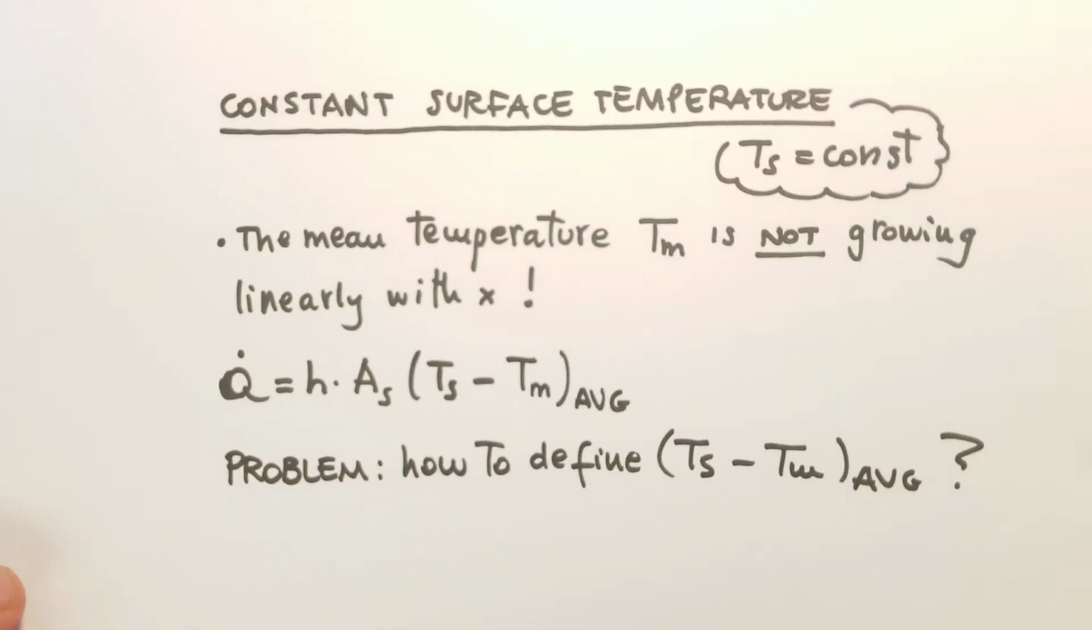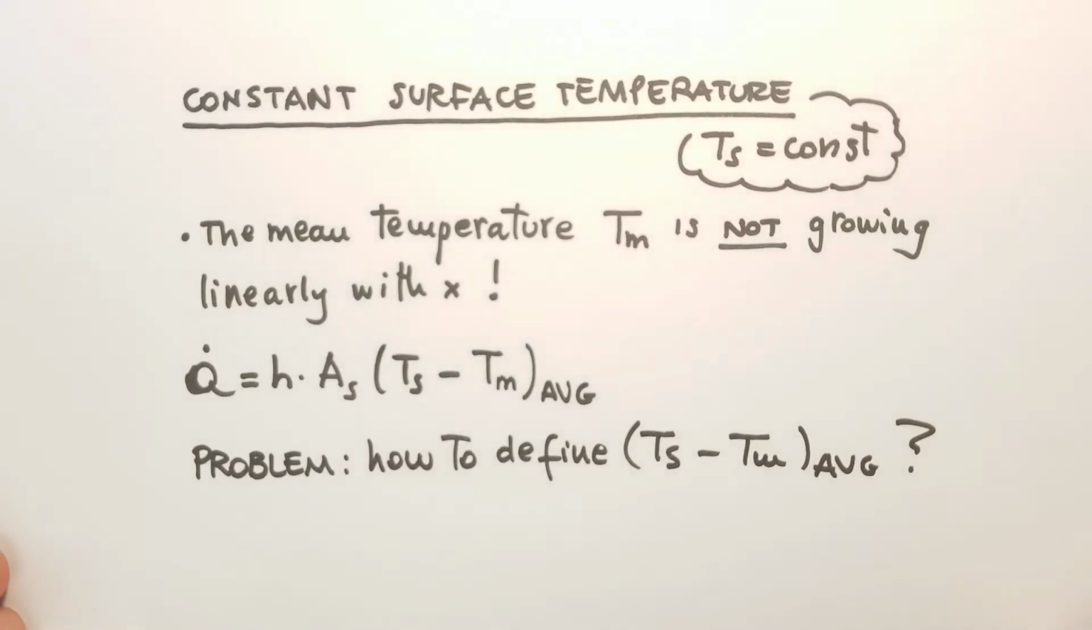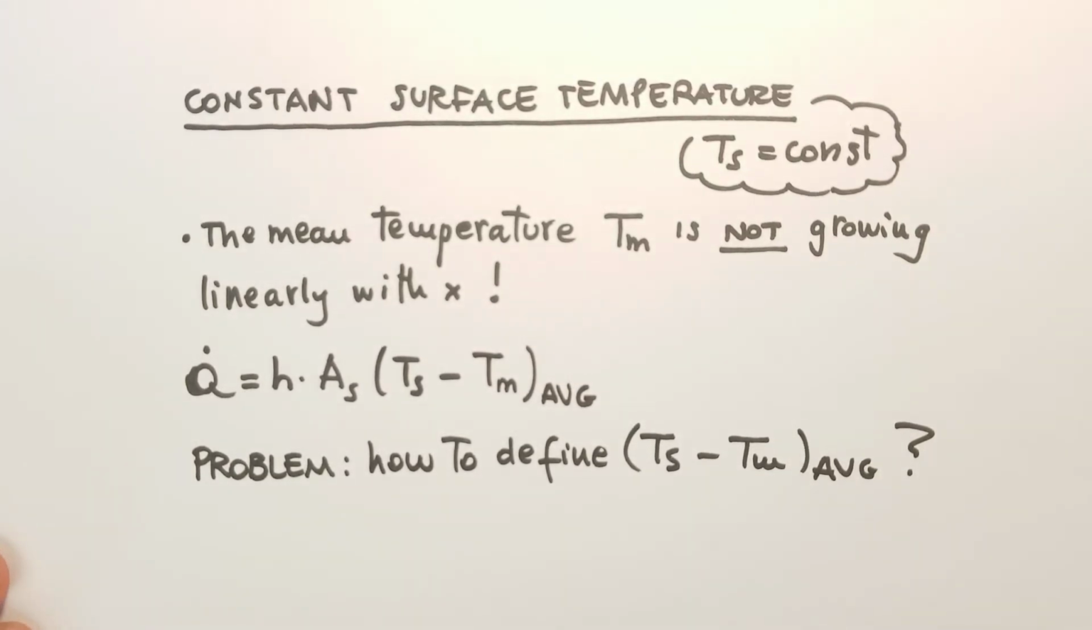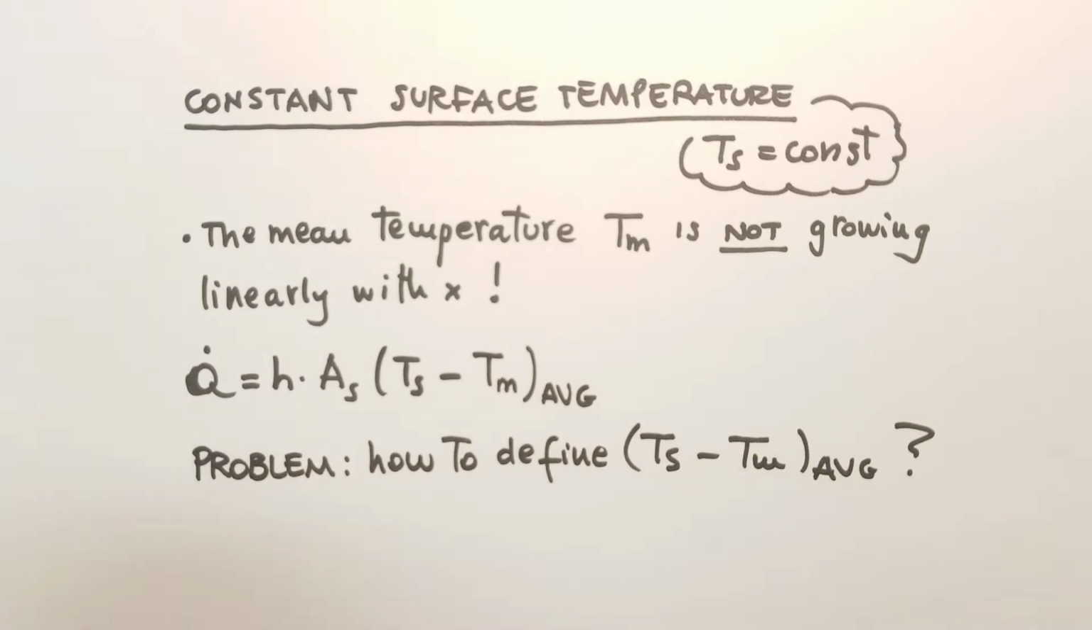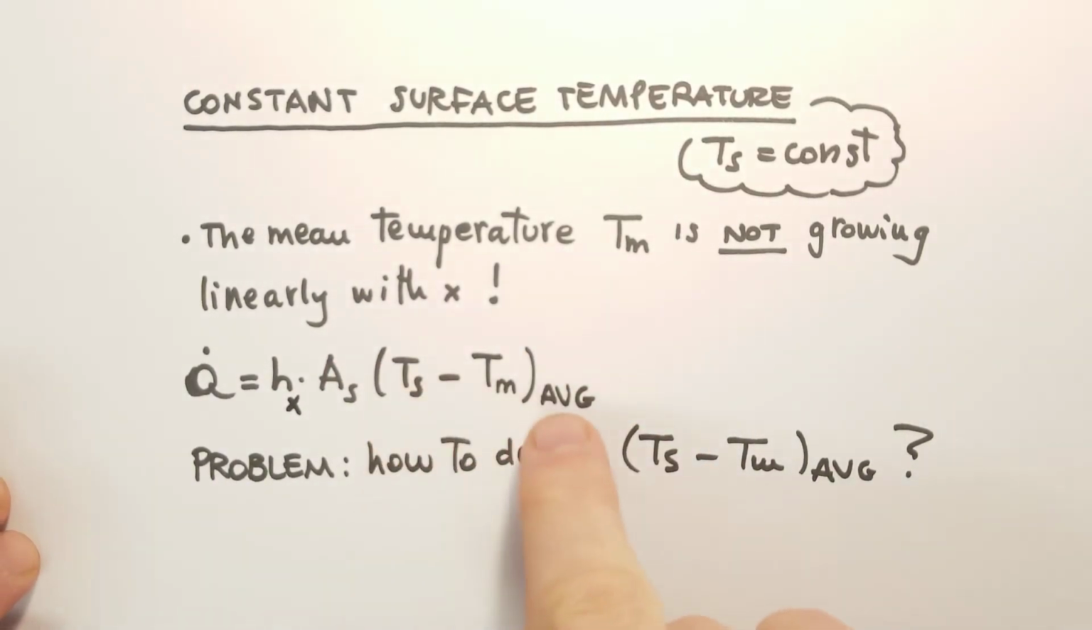So what happens instead if you have a constant surface temperature? So Ts is constant. In this case, the mean temperature Tm is not growing linearly with x. We can still define the heat transfer as equal to Hx times the surface area times a certain average temperature difference between Ts minus Tm. The problem is, how do we define now this temperature?